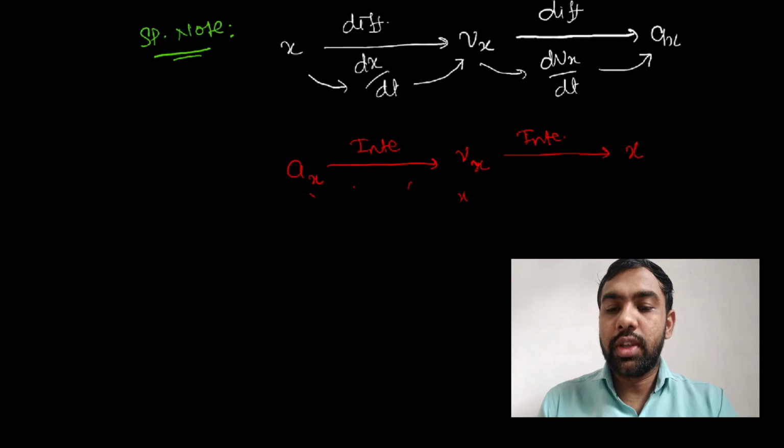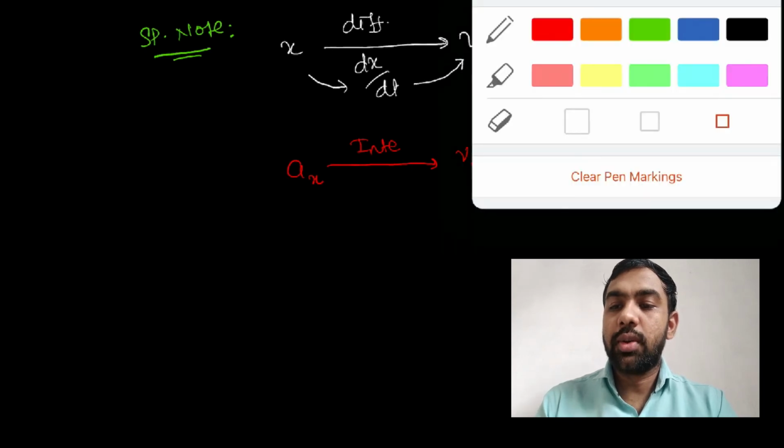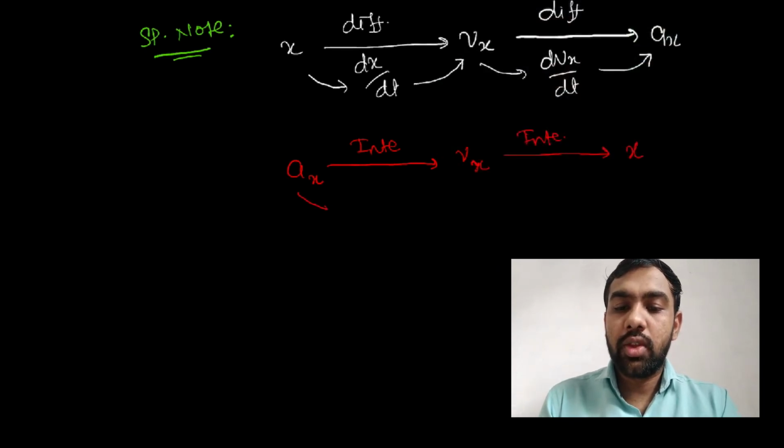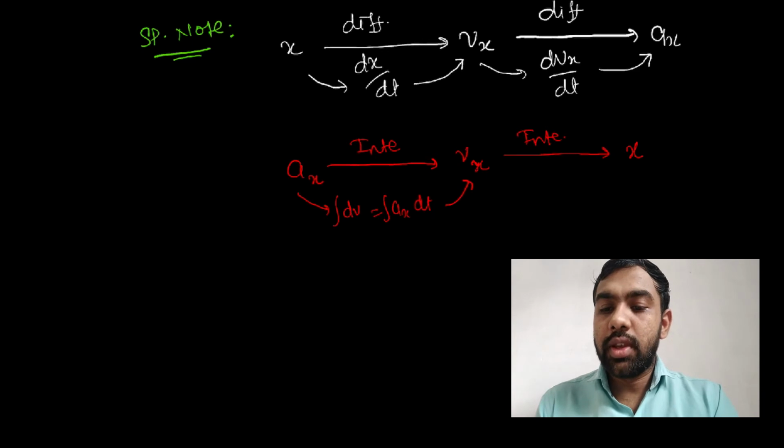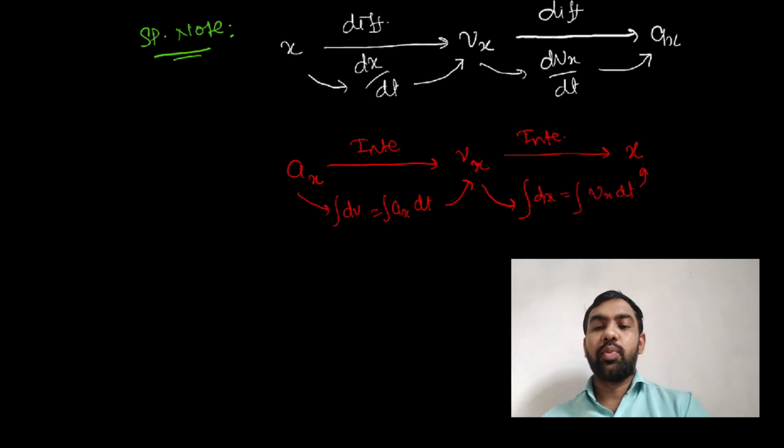Integration dv is equal to integration ax dt. Integrating ax dt, you get the vx. In a similar way, integration dx is equal to integration vx dt, you get this one. Okay, that's just the first case.